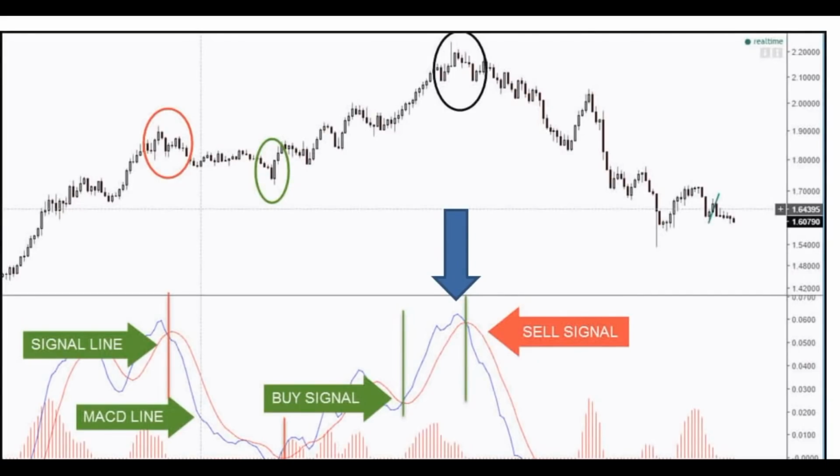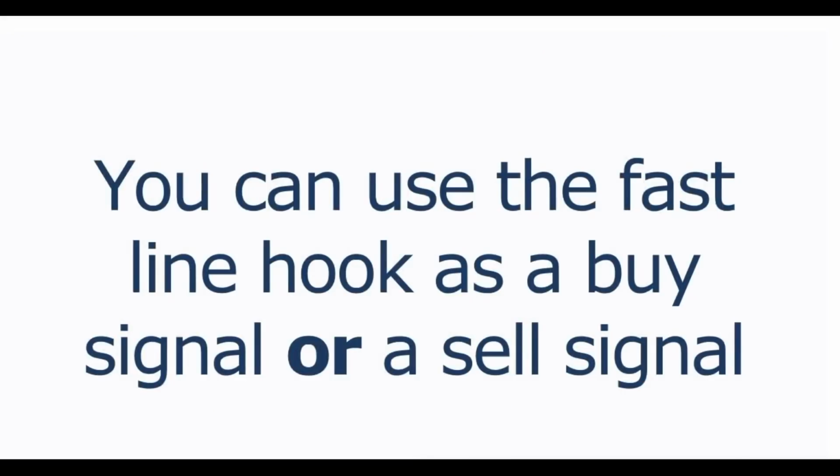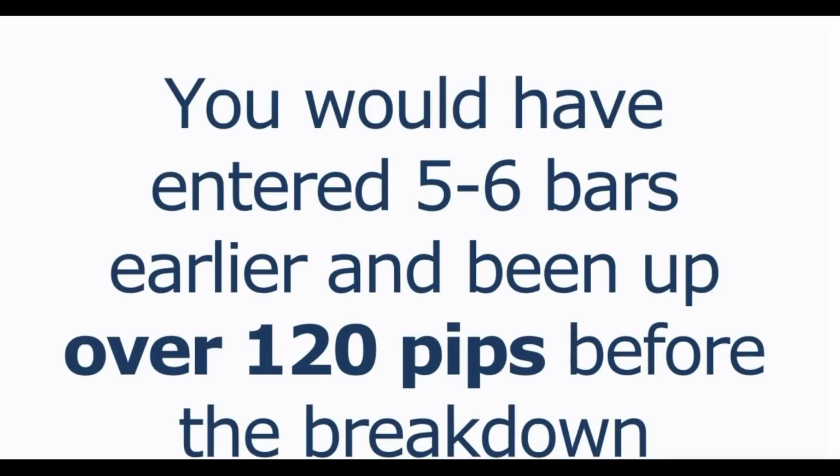This is bearish. Now bring your eyes to the fast line of the MACD, and you can see it hooked to the downside. Given the context of price action and structure, you could gain an early entry into a possible reversal. Depending on the context of the chart, you can use the fast line hook as a buy signal or a sell signal. These can be used to enter the market or as a profit-taking indicator. Well, this is a weekly chart, and you would have entered 5 or 6 bars earlier, and you'd have been up over 120 pips before that breakdown happened.